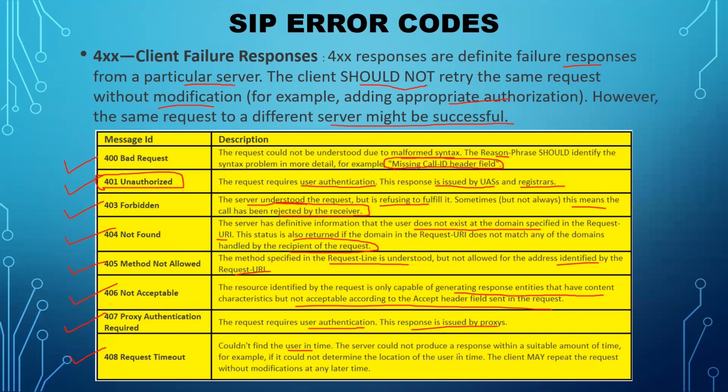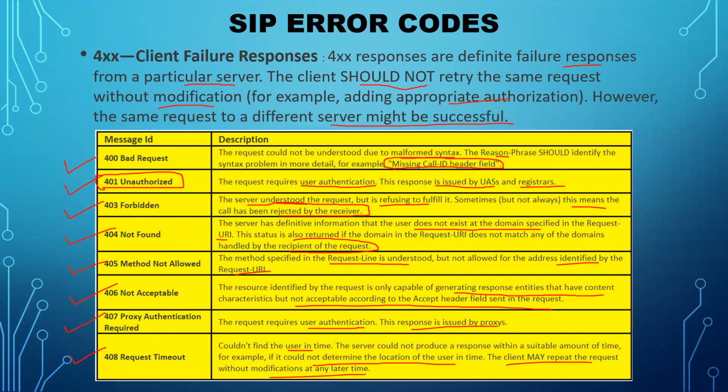Server could not produce a response within a suitable amount of time. For example, if it could not determine the location of the user in time, the client may repeat the request without modifications at any later time. So if it is getting 408 request timeout, that means it was just searching and searching, but the server was unable to find out the location of the user.